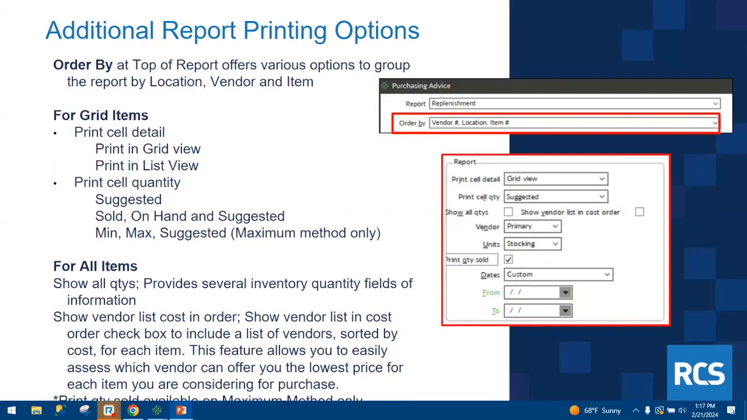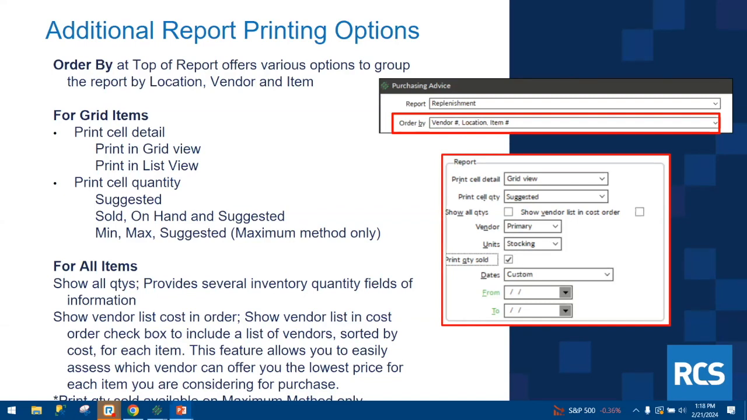So then also when you're selecting the report options, at the top of the report, you've got several ways to run the report, and you can run it by different variations of the vendor item, the vendor number, the location, and the item number. So that's going to show how that purchase advice report is actually going to display. Then there are some options here for grids. So if you sell grid items, and we're doing the advice for gridded items, do you want to see your grid cell information in a grid view, or do you want to see it in a list view?